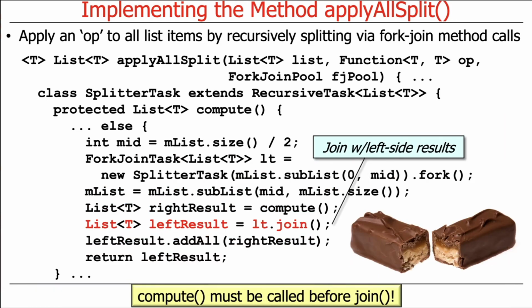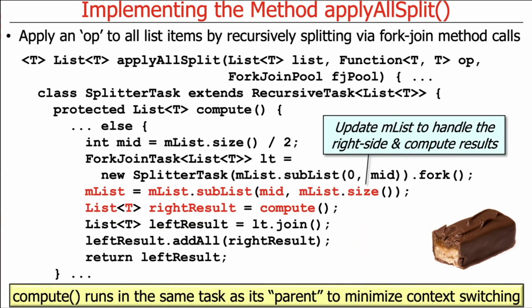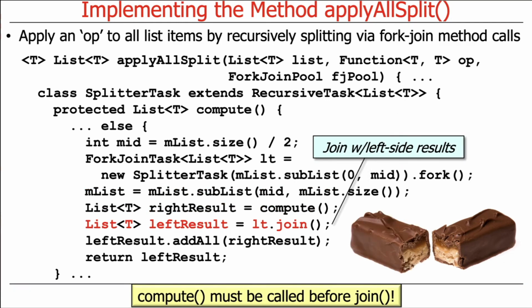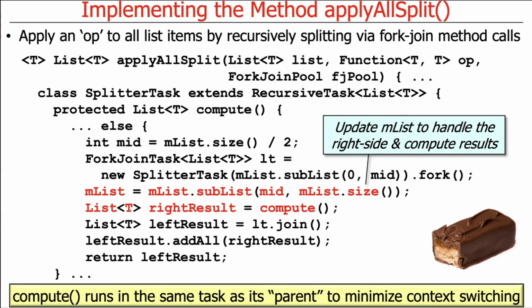By the way, I should also mention something very important. Compute needs to be called before join. That's because join will logically block, and we don't want that to happen. We want compute to be running in parallel with the left-hand side that we've forked over here.